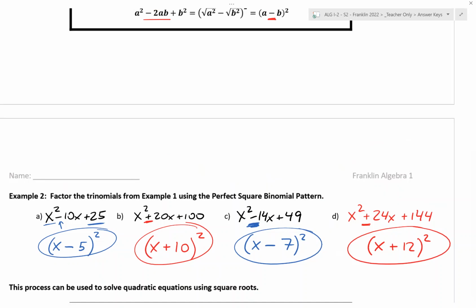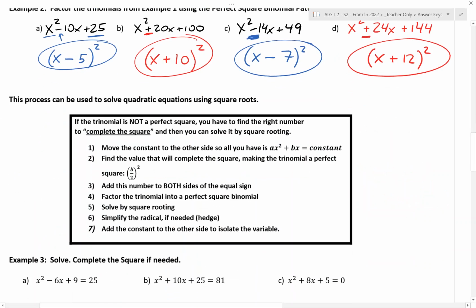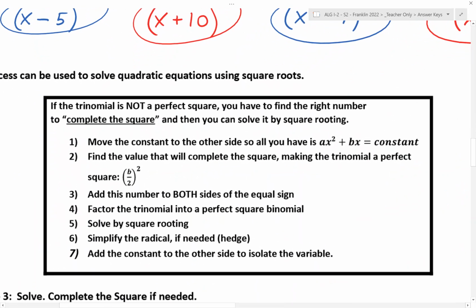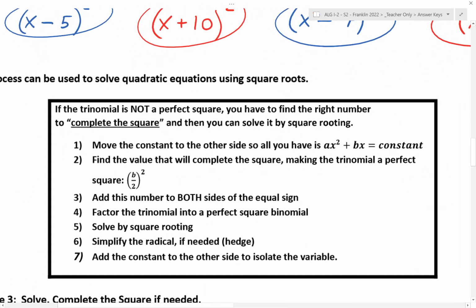And the reason we want to be able to do that is we can use this method to solve a quadratic equation, which we can turn into or find a perfect square trinomial within. So here's the process. It'll make more sense once we do some examples. So if the trinomial is not a perfect square trinomial, we have to find the right number to complete the square and then solve by square rooting.